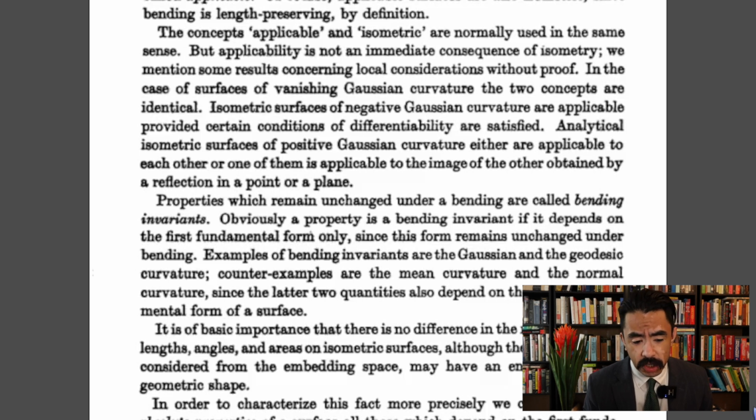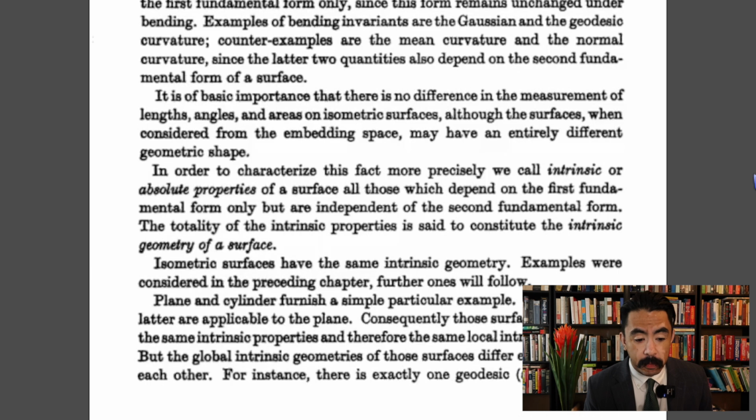Properties which remain unchanged under a bending are called bending invariants. Obviously, a property is a bending invariant if it depends on the first fundamental form only, since this form remains unchanged under bending. Examples of bending invariants are the Gaussian and the geodesic curvature. Counterexamples are the mean curvature and the normal curvature, since the latter two quantities also depend on the second fundamental form of a surface.